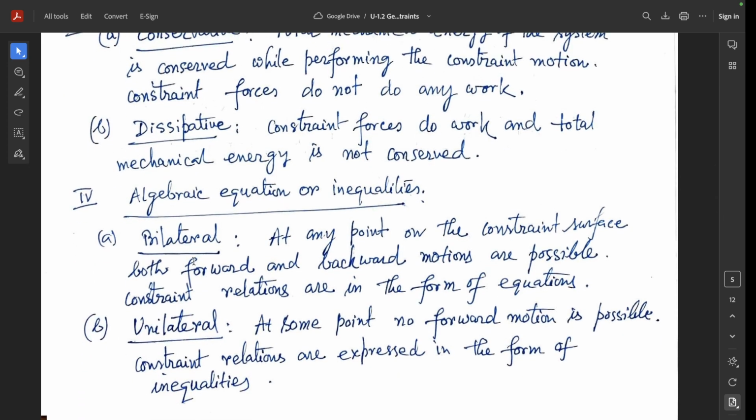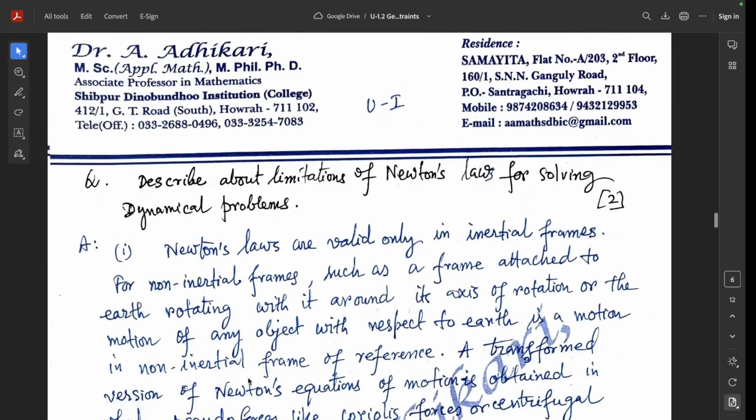Algebraic equations or inequalities. First, bilateral: at any point of the constraint surface, both forward and backward motions are possible. Constraint relations are in the form of equations. Unilateral: at some point no forward motion is possible. Constraint relations are expressed in the form of inequalities.